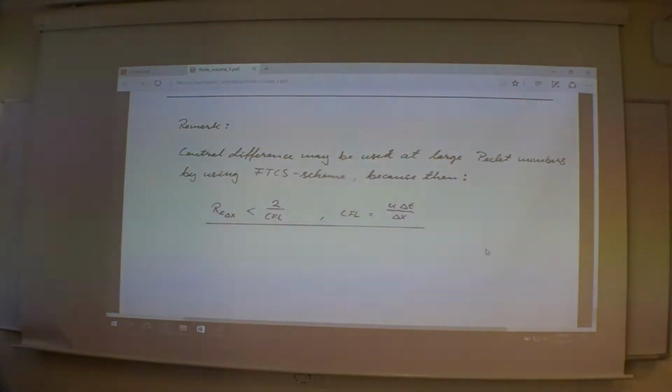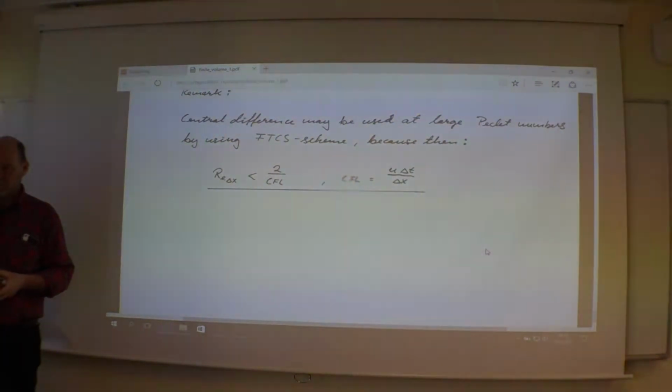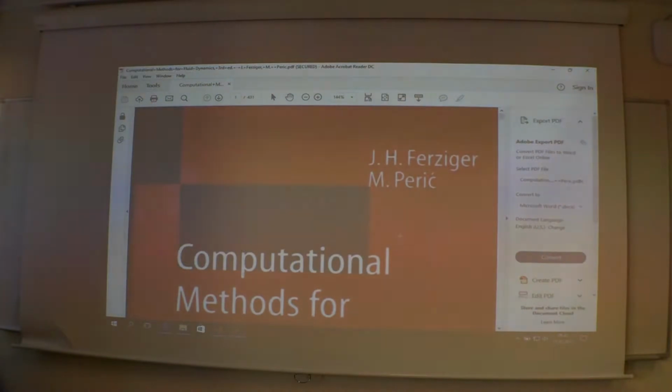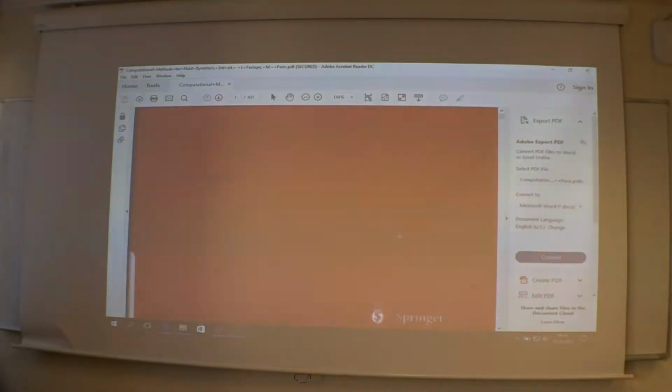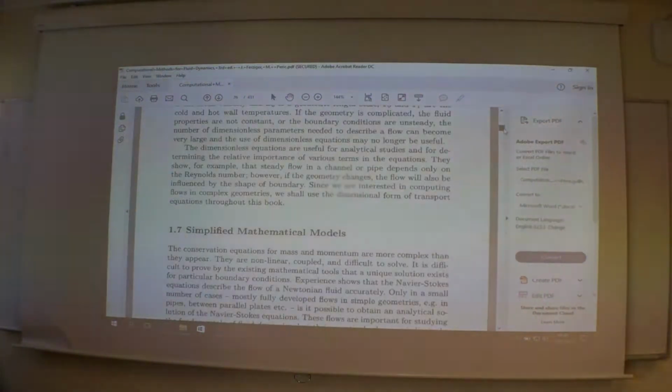Okay, any questions so far or comments? Then I'll stop with finite volume here. We will have a peek into it in the book by Ferziger. And it should be down here somewhere in chapter 4, I believe.